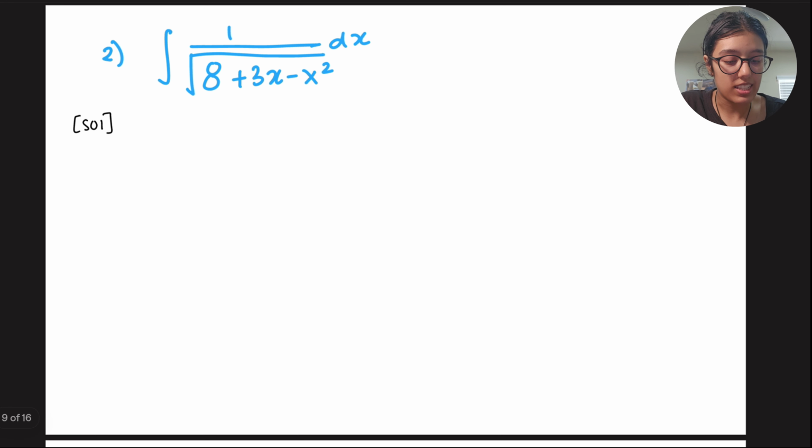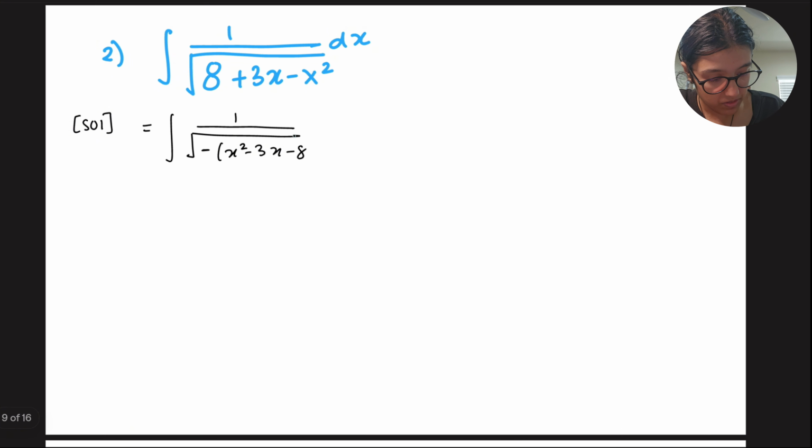So one thing that I see is that there's a negative with this x squared. I'm not a really big fan of that, especially when we're trying to complete the square. So I'm going to take the negative out from all these terms. So I took the negative out. Be mindful that the negative is still within the square root. And now I think we are ready to start making our square.